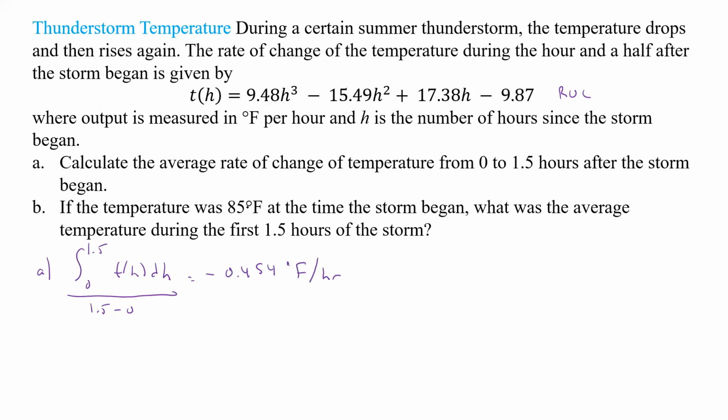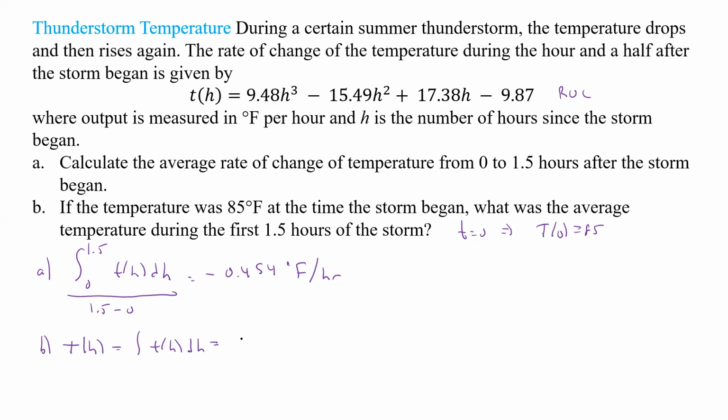Now, if the temperature was 85 at the time the storm began, that means that when h equals 0, the temperature was 85, so T of 0 equals 85. What could we do? We have to figure out how to find this capital T. Well, we're actually going to have to take that integral. So capital T of h is going to be equal to the integral of t of h dh, and so we're going to have to get that.